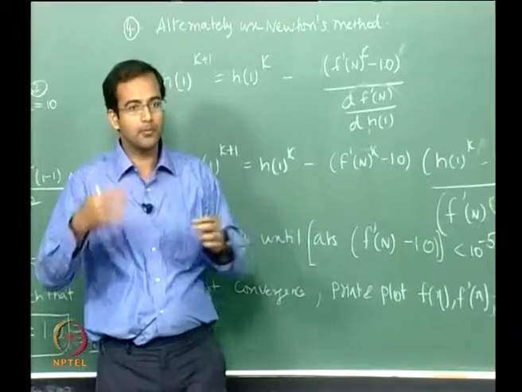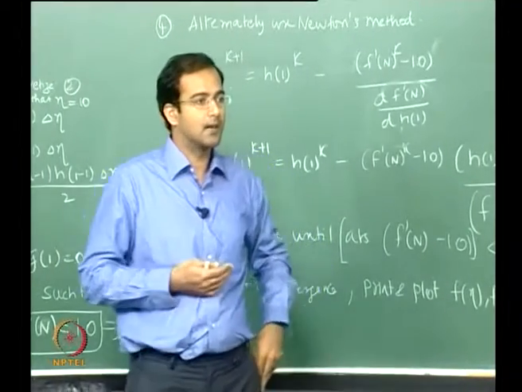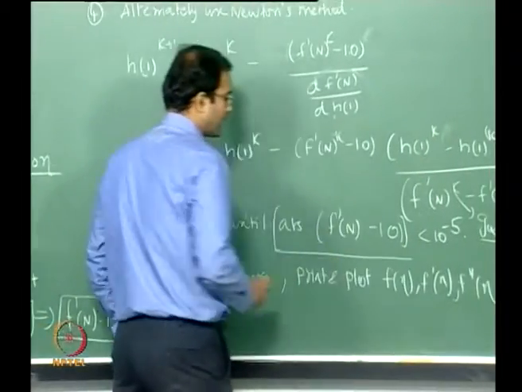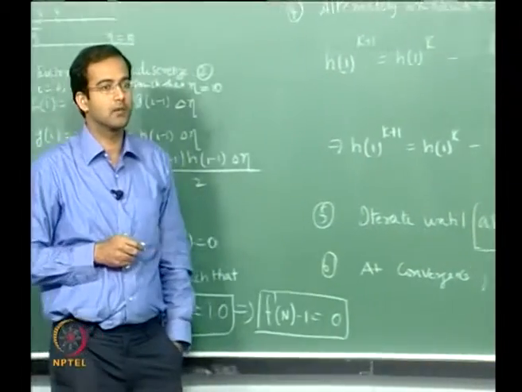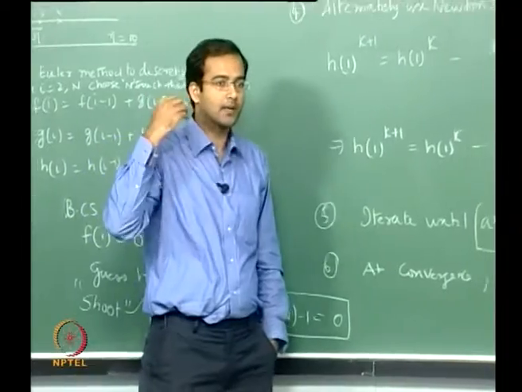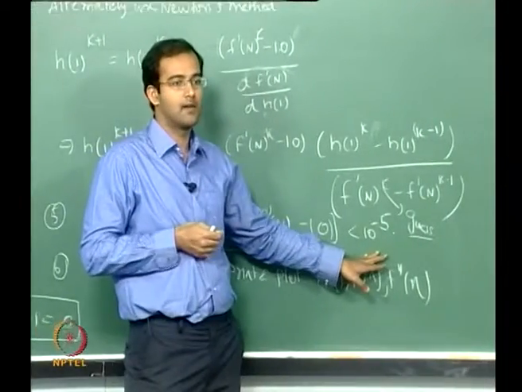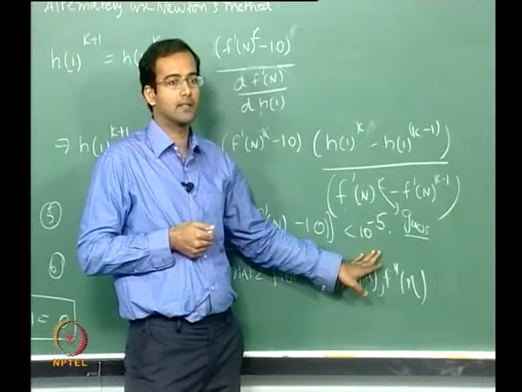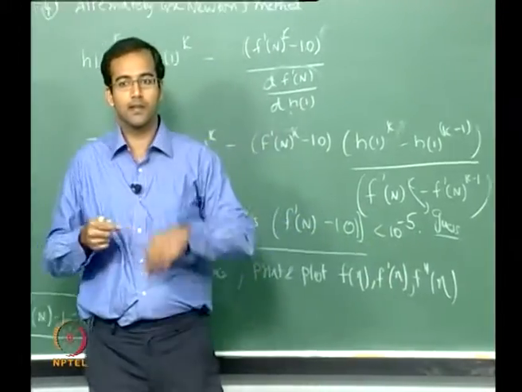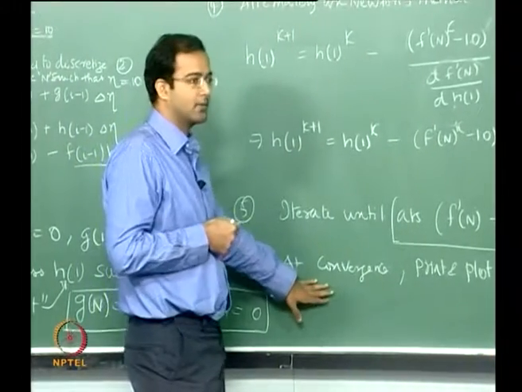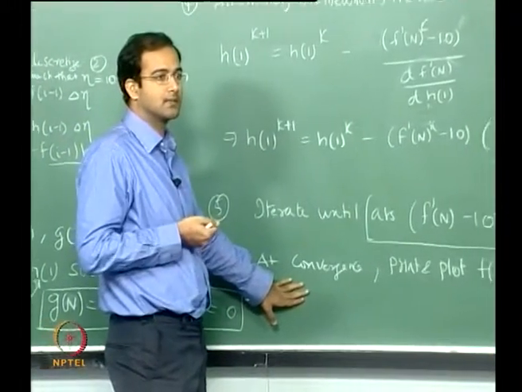So like that you keep using the previous guess values until you satisfy the condition that f prime of n minus 1 equals 0. You won't achieve exactly 0 numerically, it should be a very small number, something like 10 power minus 5. Once this condition is satisfied, your guess is good enough, you can stop there and say that your iterations have converged.